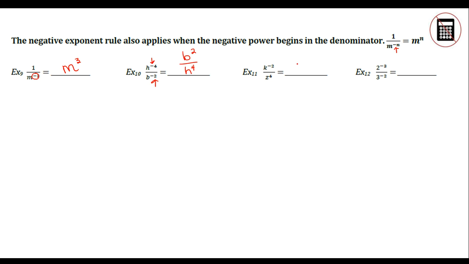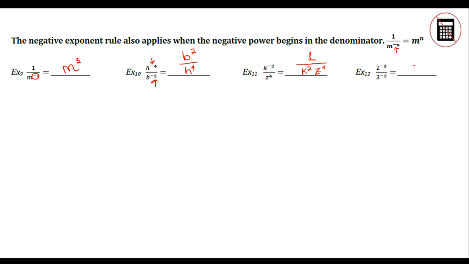So k to the negative 2 needs to be moved to the denominator. Z to the 4th is in the denominator and it has a positive exponent. You just need to keep it where it is. Now, we can't leave a rational expression with nothing in the numerator, so you'll just put a 1.